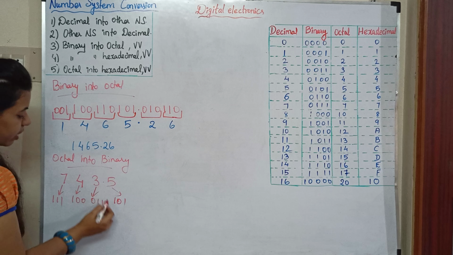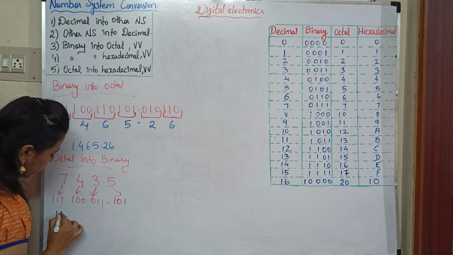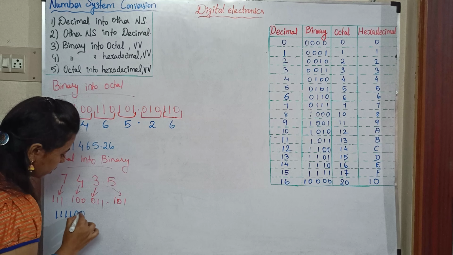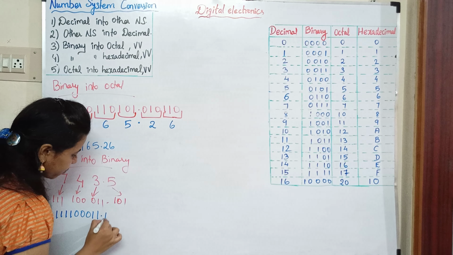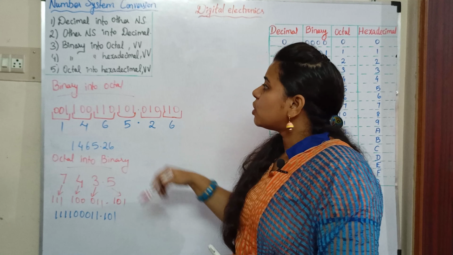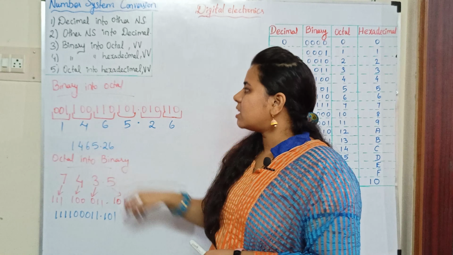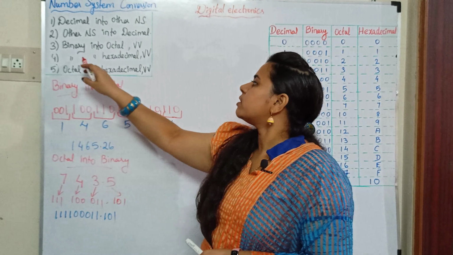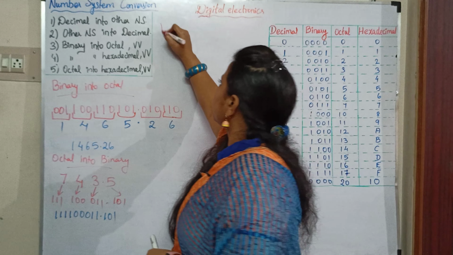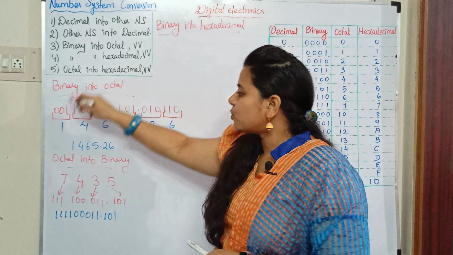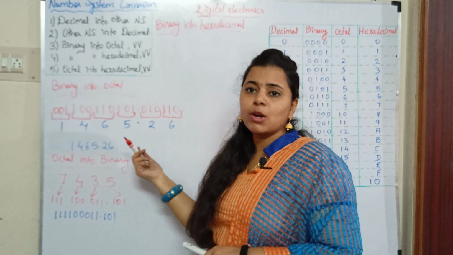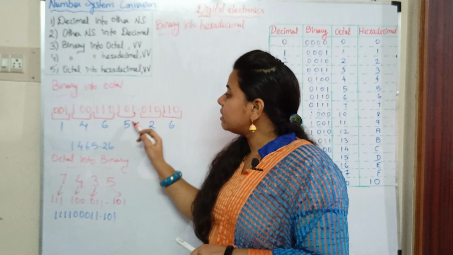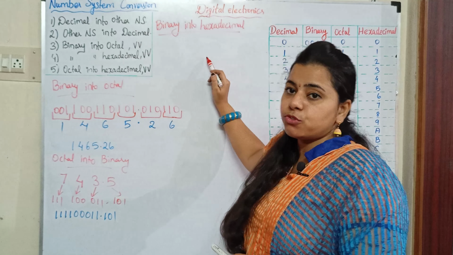Okay, and here you have point. 111100011.101. That's all about binary into octal and octal into binary. Now we will discuss binary into hexadecimal. To convert binary into hexadecimal, you have to follow this one. Only thing you have to change, here you are grouping 3 bits, there you have to group 4 bits.